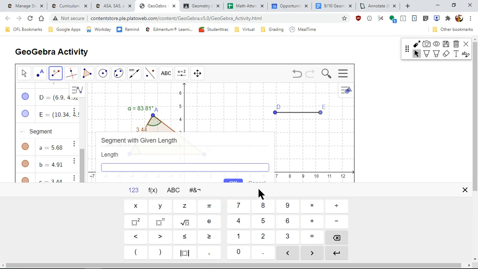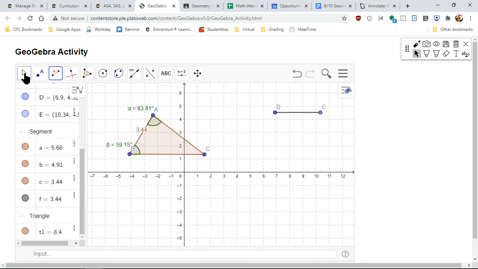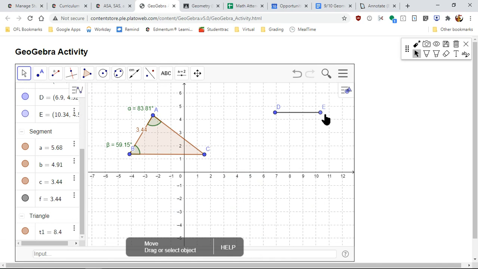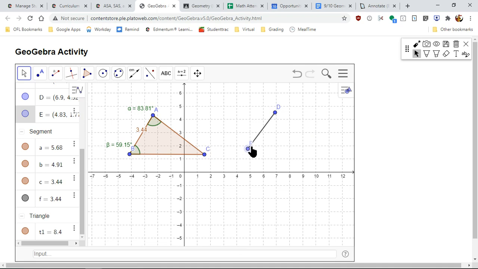Oops, I clicked the spot. Since they say try to make it parallel or perpendicular, I'm going to try to make it look a little bit the same. So it looks kind of parallel. Doesn't have to be exact.